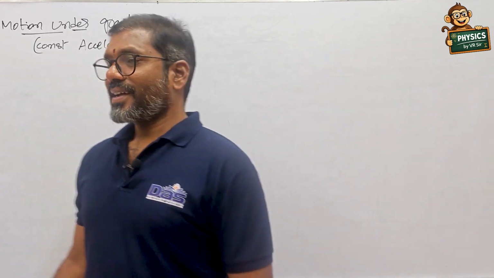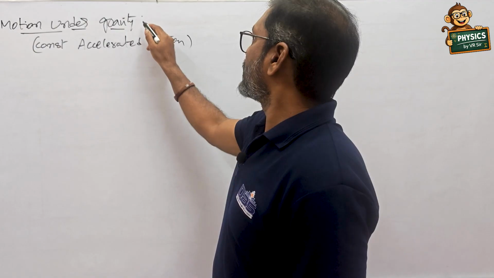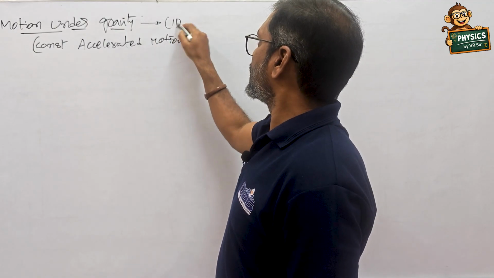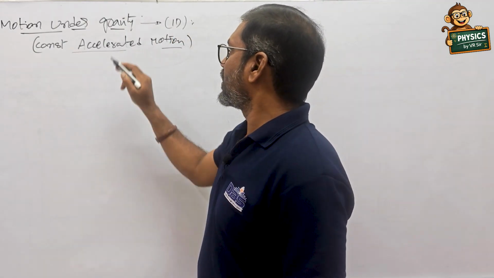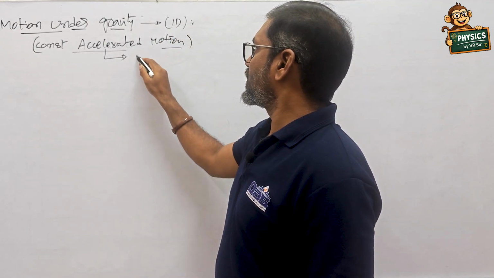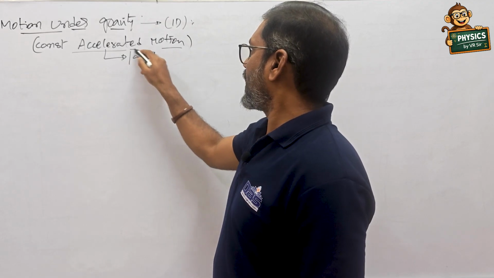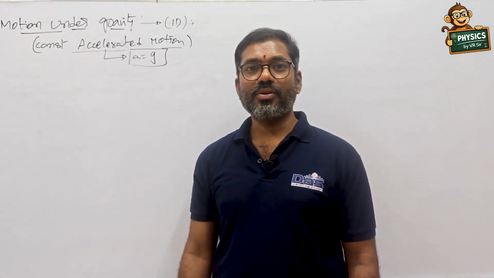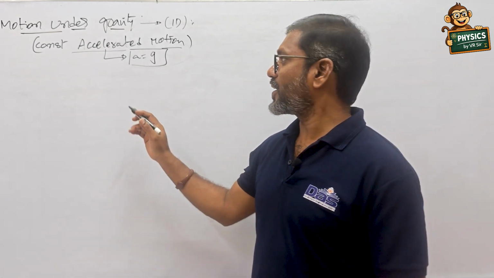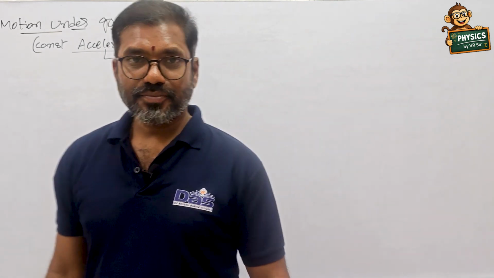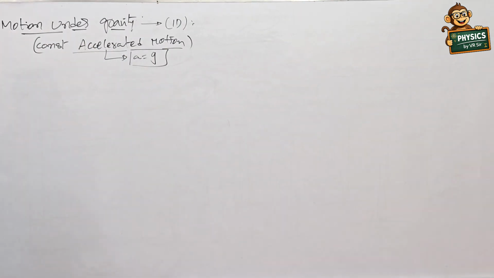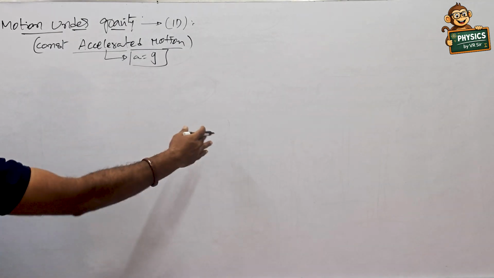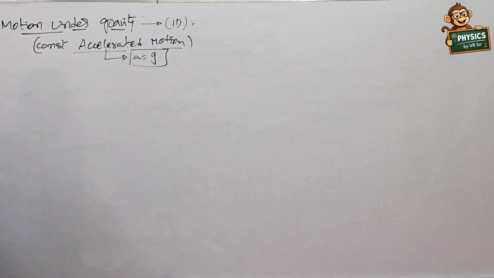Now, motion under gravity in 1 dimension. That is, we are discussing motion in a straight line. And the constant acceleration in this case is nothing but acceleration due to gravity. Then, how many cases are there? In how many situations are we going to study motion under gravity?